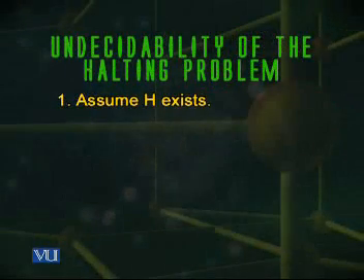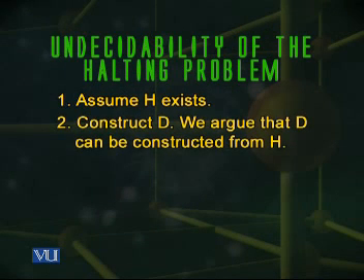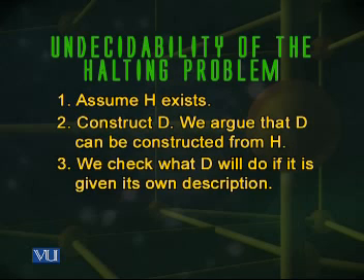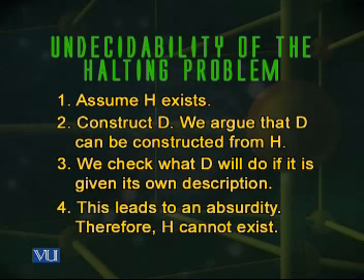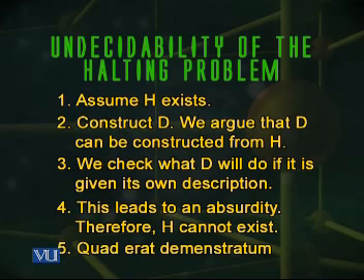Let's review this proof once again. Assume that H exists, construct D. We argue that D can be constructed from H. We then check what D will do if it's given its own description. This leads us to an absurdity, therefore H cannot exist. Here now I can say quod erat demonstrandum, which is what we usually do when we end a proof, because we have shown what we were after, that the halting problem is undecidable.